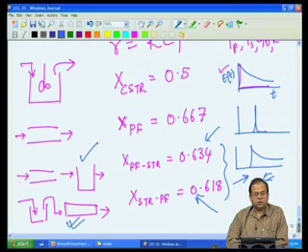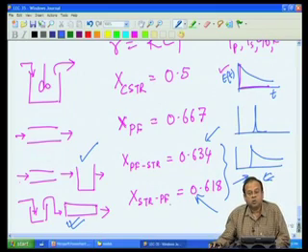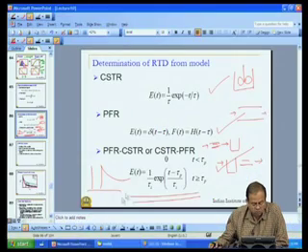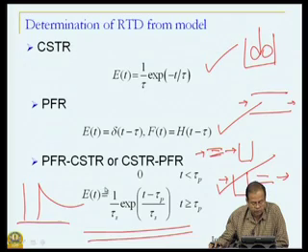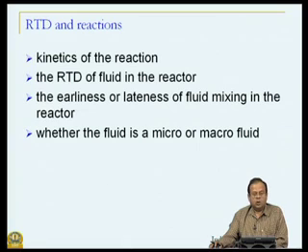Or in other words, whether there is mixing early in the reactor or late in the reactor also accounts for differing conversions, because the residence time distribution is the same, but conversions are different. So, it is the quality of mixing which is causing this particular difference. To summarize, the kinetics of the reaction will influence the conversion. If it is first order, you will get one conversion, whatever is the reactor that you are using.